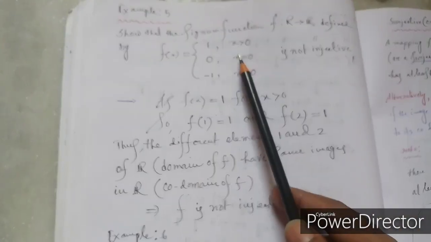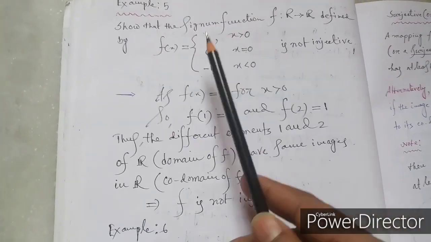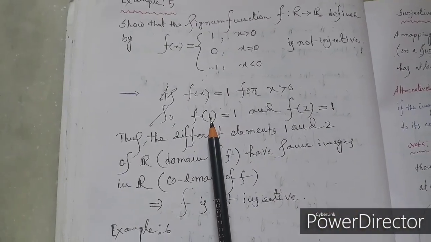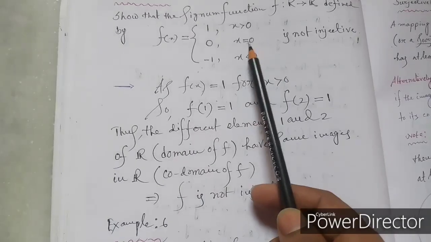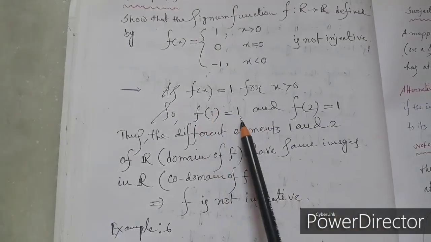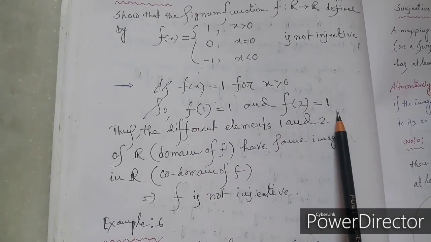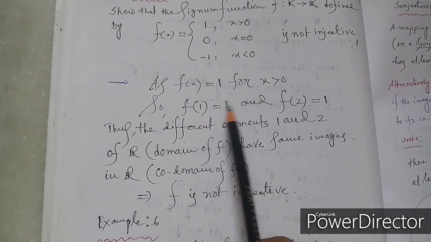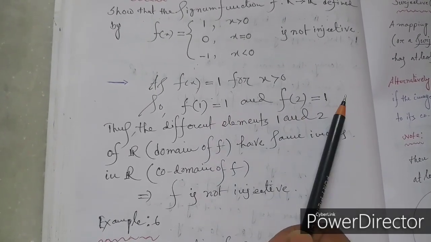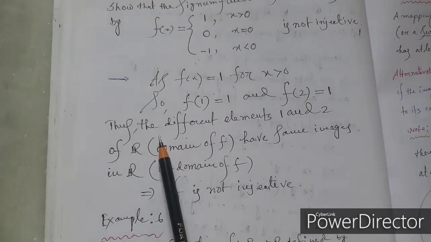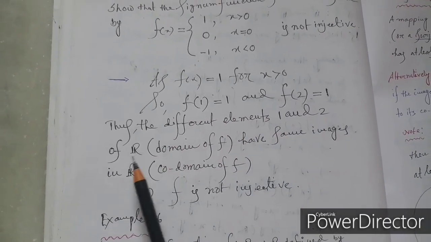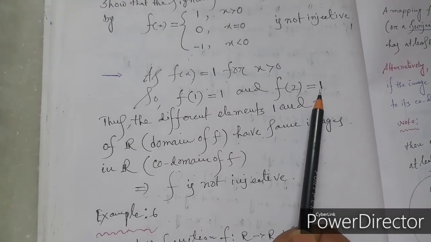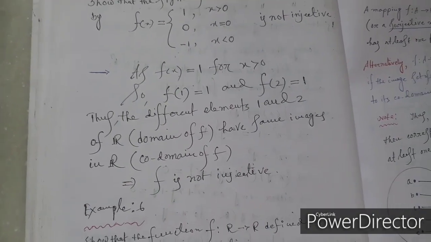So look at that here, x greater than 0, the value of f(x) is what? 1. So look at that, f(1), I think this one is greater than 0. So if x is greater than 0, f(x) equals 1, so f(1) is 1. And also f(2) equals 1 because this 2 is greater than 0. So look at that, these 1 and 2 are different whose images are equal. Thus the different elements 1 and 2 of R, that means the domain of f, have the same image in R, that is 1. So it's not injective.